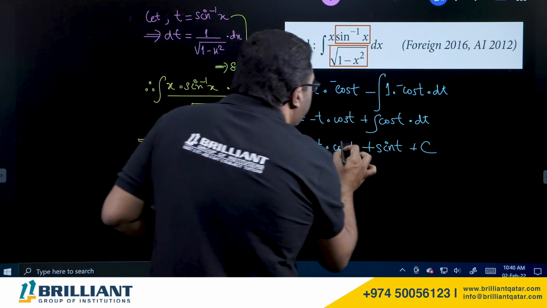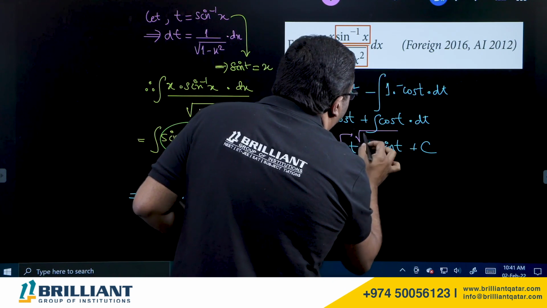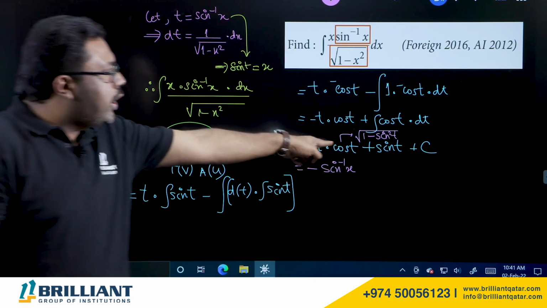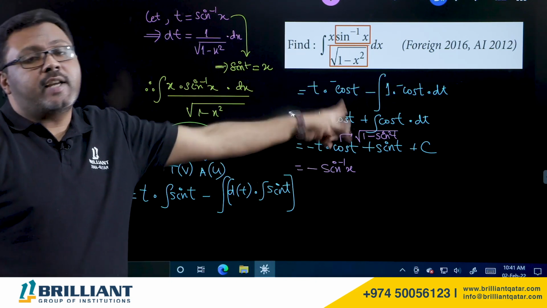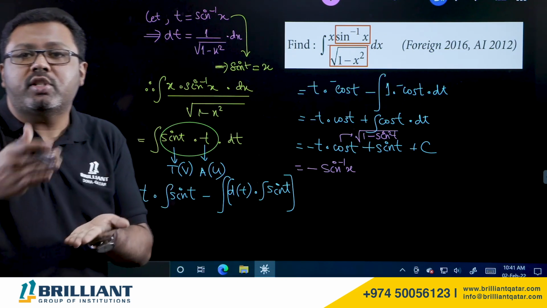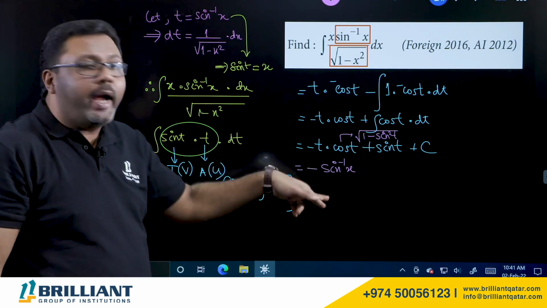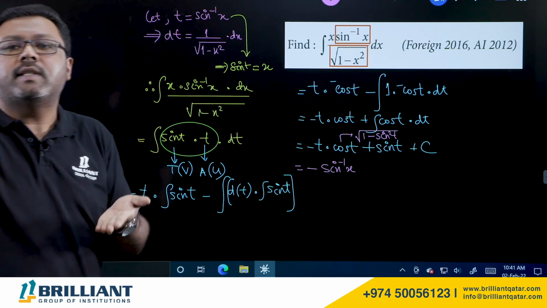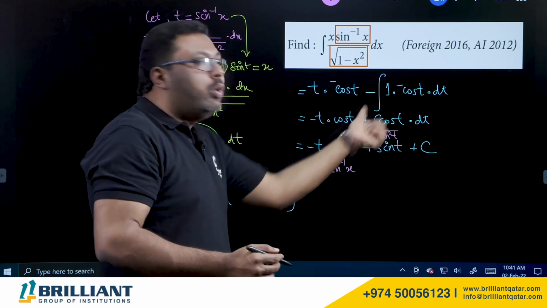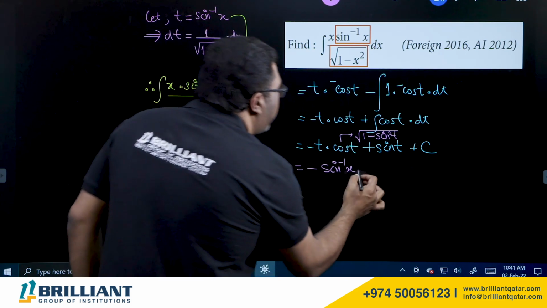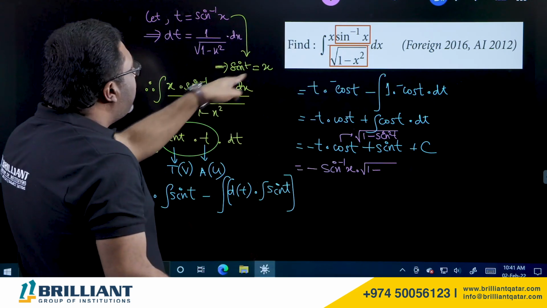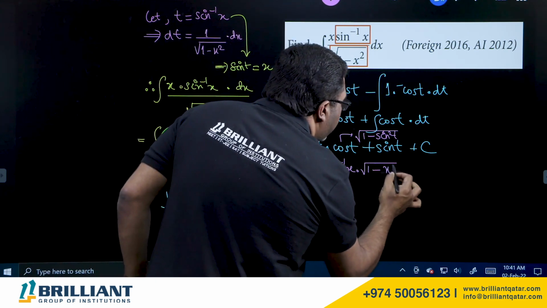Okay. Now what is cos T? Cos T is root of 1 minus sine square T. Why? Because we know the identity: sine squared A plus cos squared A is 1. Then cos squared A is 1 minus sine squared A, so cos A is root of 1 minus sine squared A. That is going to become root of 1 minus sine T, which is X, so 1 minus X squared.